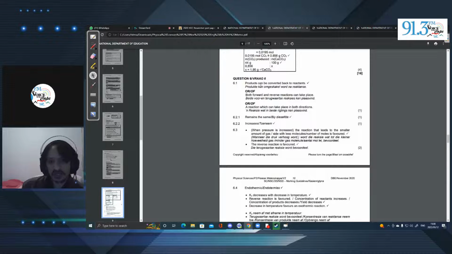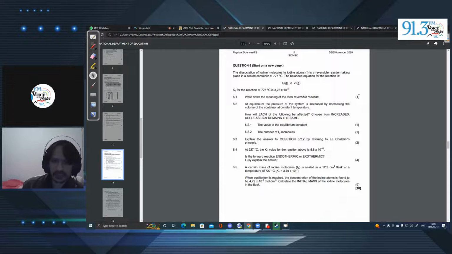It says here products can be converted back to reactants. You'll get that right. Both forward and reverse reactions can take place. That is correct. A reaction which can take place in both directions. Right? Now, very simple. It's just a definition.